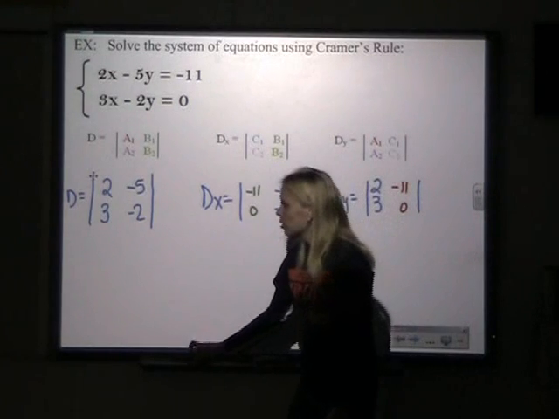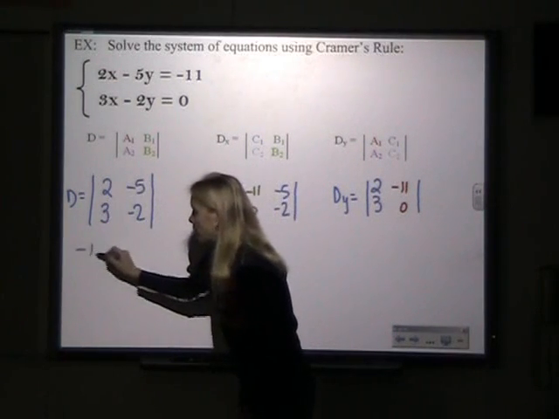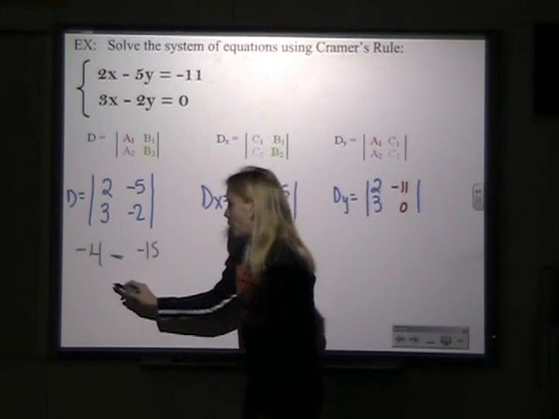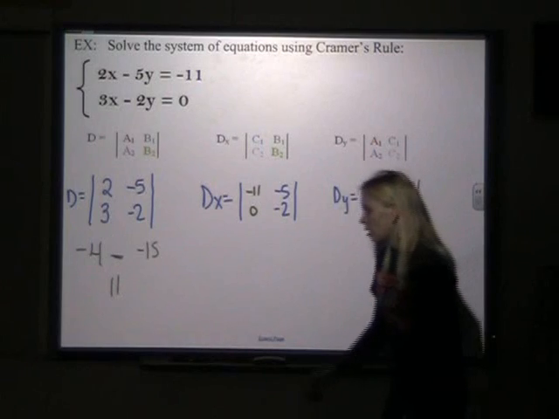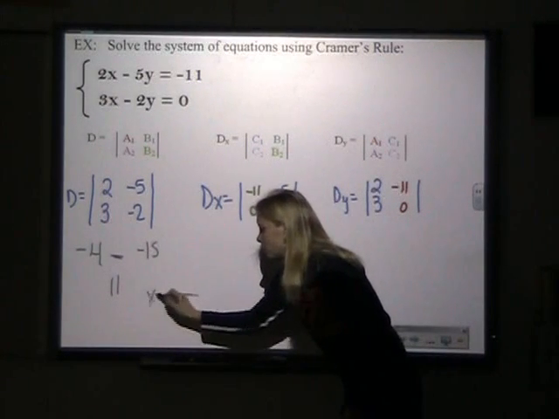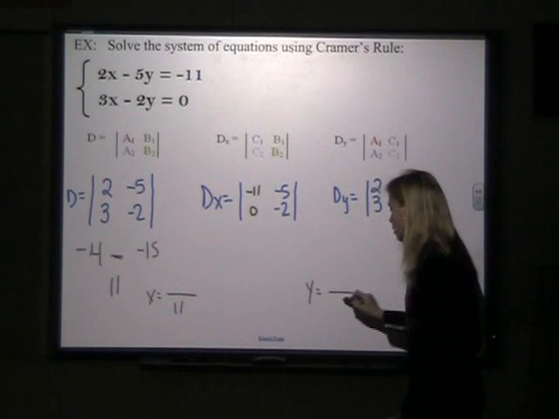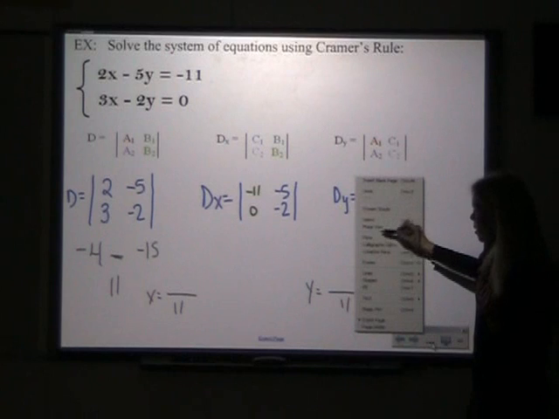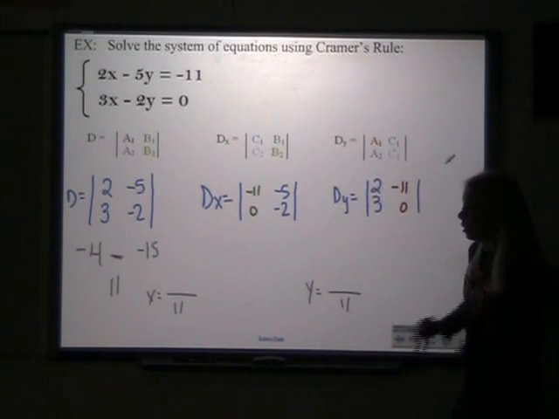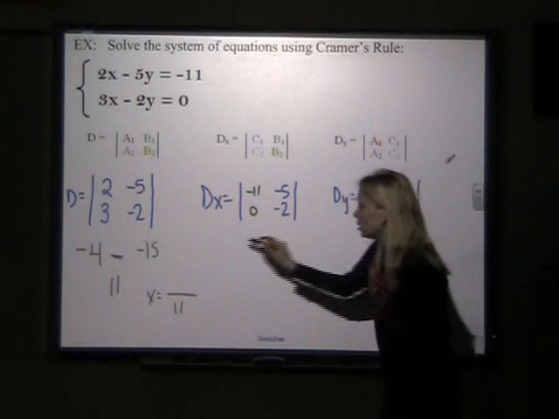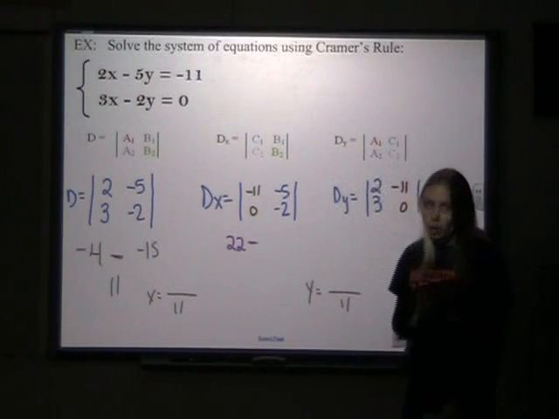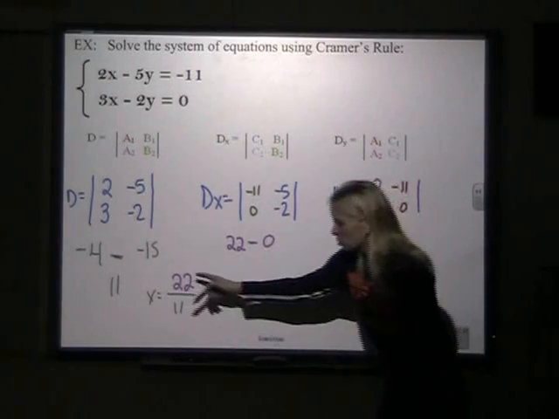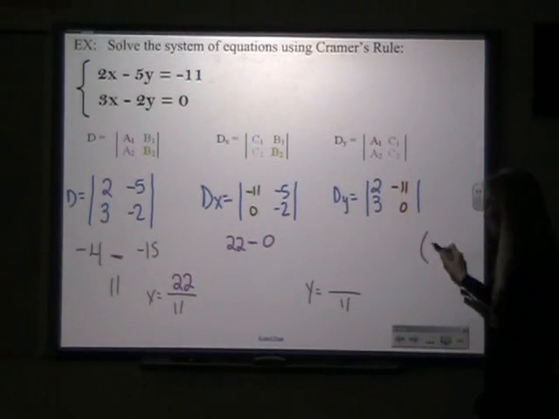Now, our math. So, -4, I multiply, subtract, -15. That would be a positive 11. That's going to go on the bottom of your x and the bottom of your y. For the next matrix, I'm going to multiply, so that's 22, subtract, be careful, 0 times anything is 0, so 22 is the x part, so 22 divided by 11 is 2.